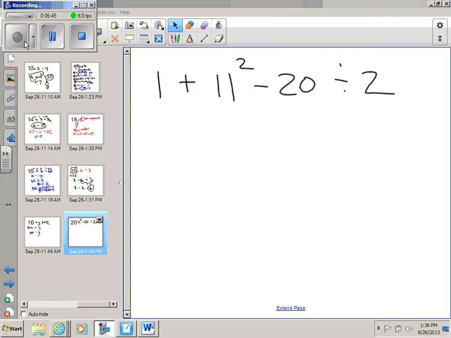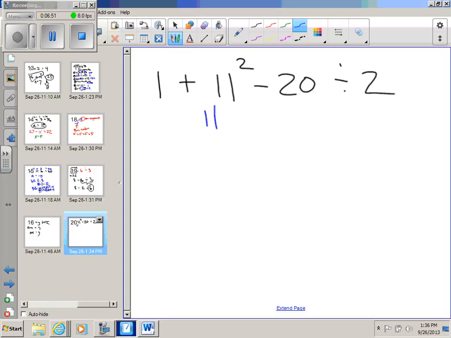Okay, so step 1, there are no parentheses. Are there exponents? Yes, 11 squared really means 11 times 11. What is 11 times 11, Brandon? 11 times 11 is 121. Good. So now I'm going to start back, and I'm going to rewrite everything that has not yet been taken care of. And I'm going to scan the problem again from front to back, left to right.